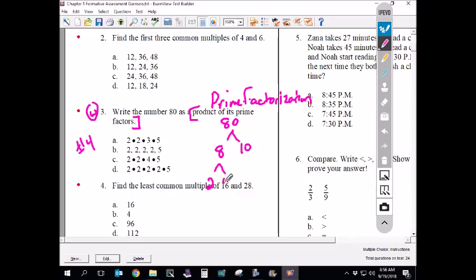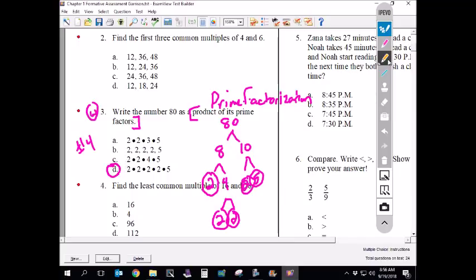So now we're going to have 2 and 4. Not 4 and 4, but 2 and 4. I'm going to circle 2 because it's prime. I'm going to circle 2 and 2 again because those are prime. And then I'm going to do the same thing for 2 and 5. Either way, I can see that it is 1, 2, 3, 4 2s times 5. So we look on here, the only one that's got 4 2s times 5 is going to be letter D.